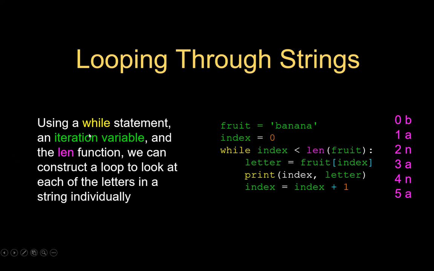So here we have a while statement. The iteration variables that we are using are fruit and index. We're using fruit, which is a string, and of course we use the len function to calculate the length of the fruit string.